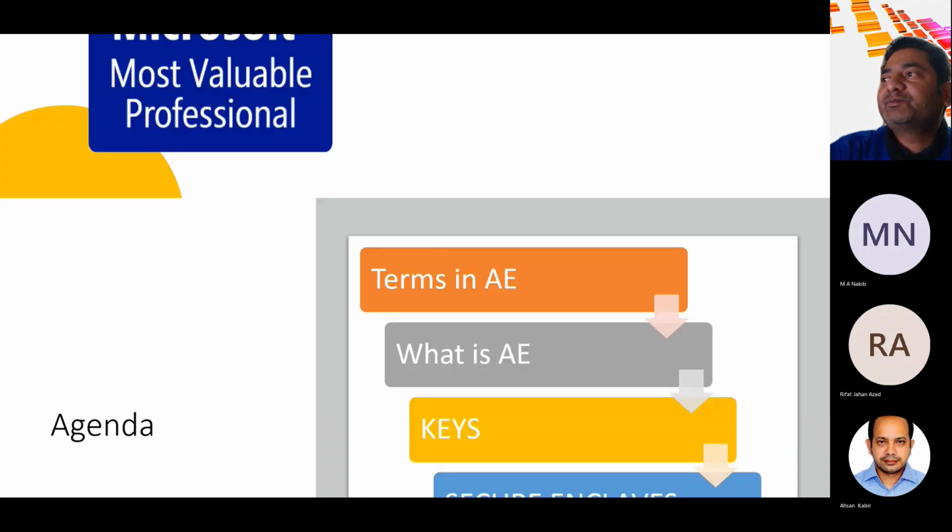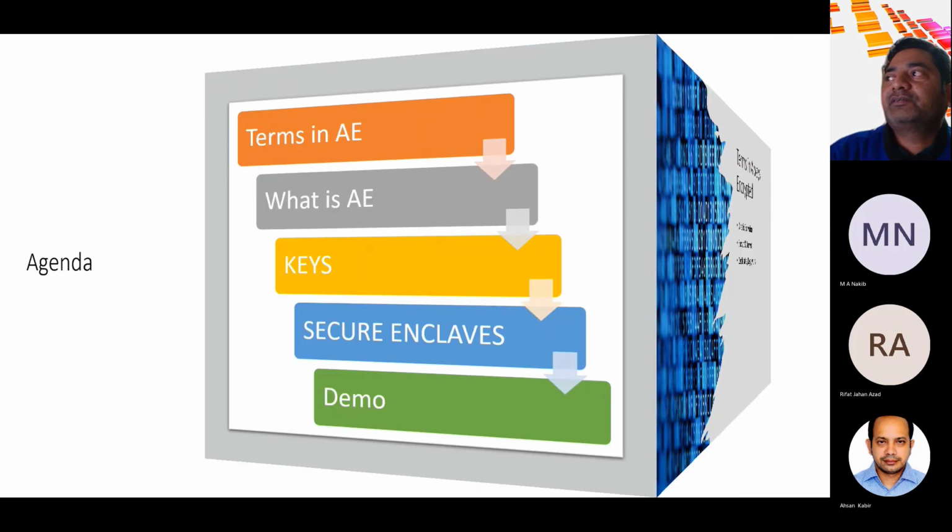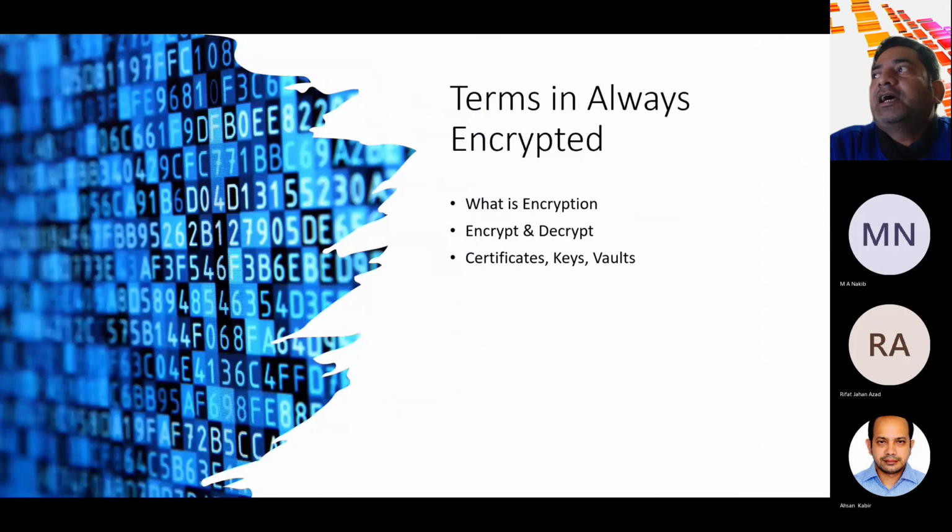And then I would like to move on to our topic and the agenda that we have. We have a few terms in Always Encrypted: what is Always Encrypted, what are the keys, what is a secure enclave, and the demo. So basically I divided things into 5 terms. Let's move one by one. The first thing is what encryption is, basically.